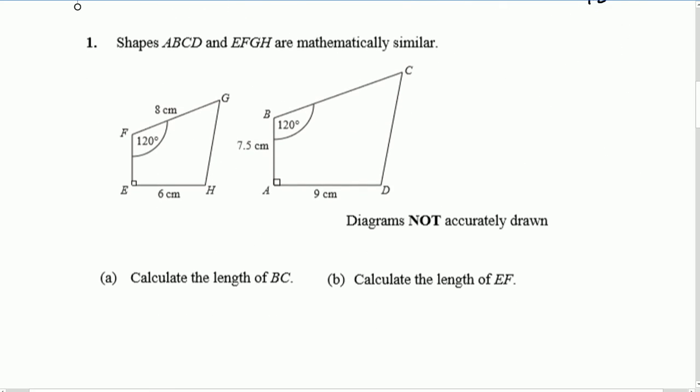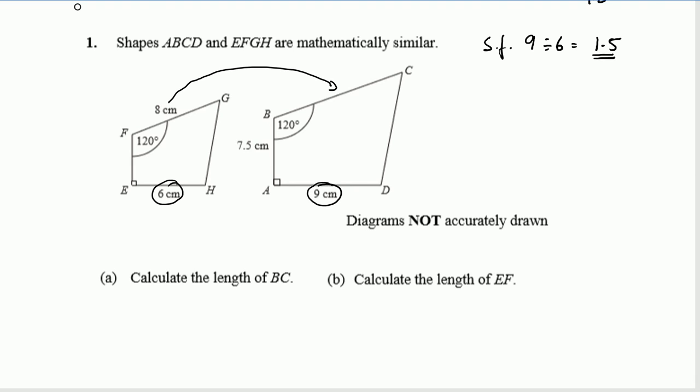These two shapes are mathematically similar, and I want to calculate some lengths. So I'm looking for corresponding sides that I can stack up against each other to make a scale factor. My scale factor here is going to be 9 divided by 6, which is 1.5. To calculate the length of BC, I need to find the corresponding length on the smaller triangle, 8, and times it by my scale factor, 1.5, and that gives me a length of 12 centimeters.